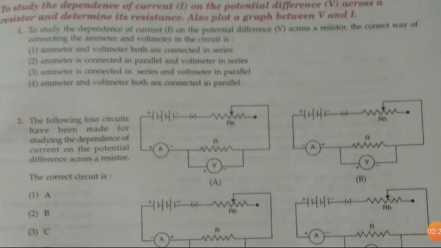Now why is it the correct answer? Because we know that in series combination of resistances, the current in all the resistances is the same. So when we have to measure the current, that should be the same in the whole circuit through all the resistors. So that's why the ammeter is connected in series.